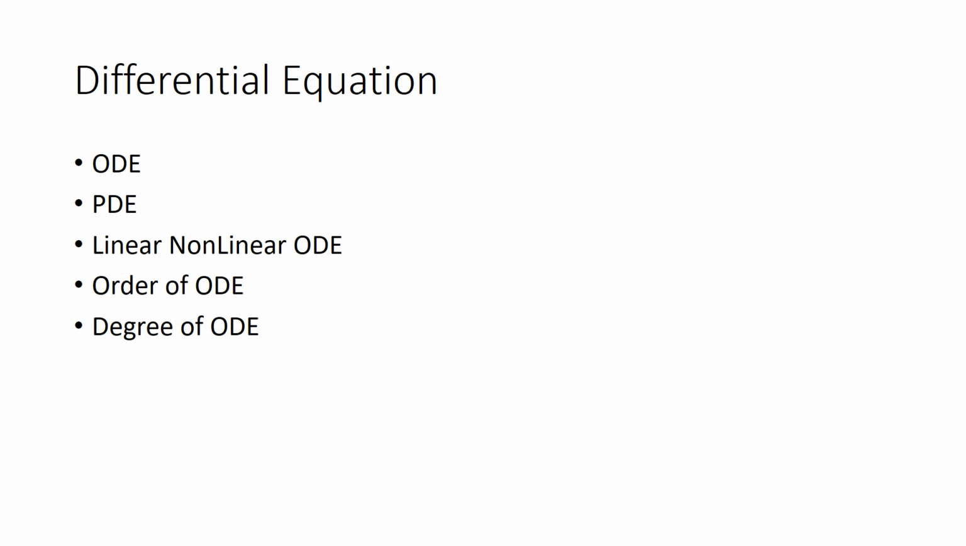If I explain simply, for an ordinary differential equation, if there is only one independent variable, then it is said to be ordinary. If the independent variables are more than one, then it will be a partial differential equation. And in coming lectures, I will explain linear and non-linear differential equations in detail.